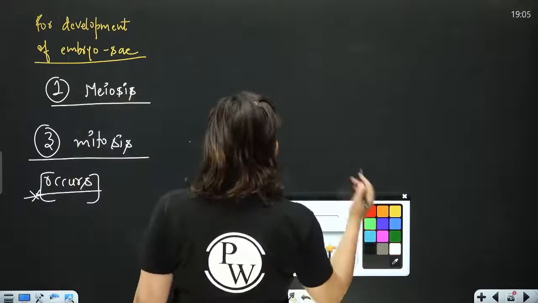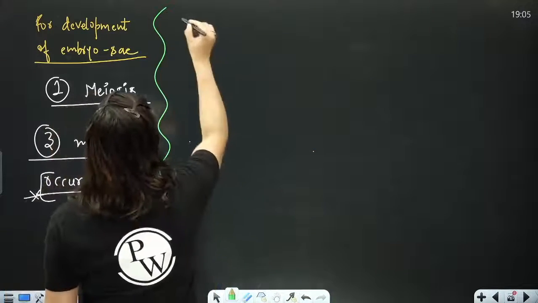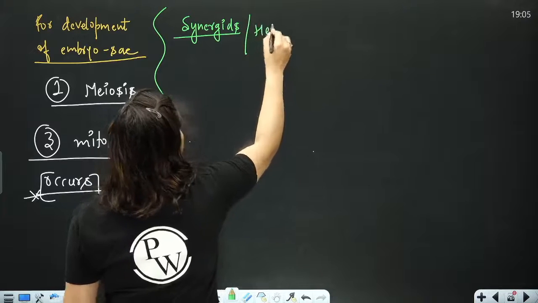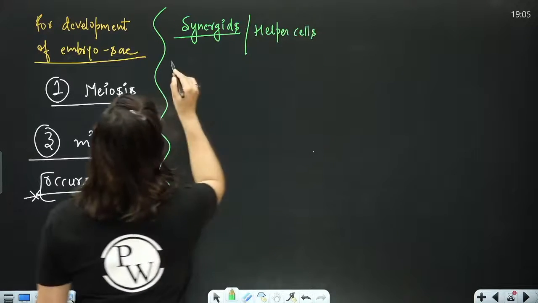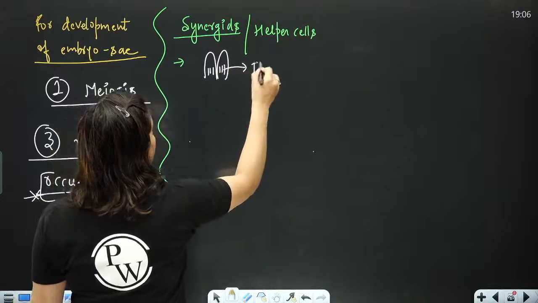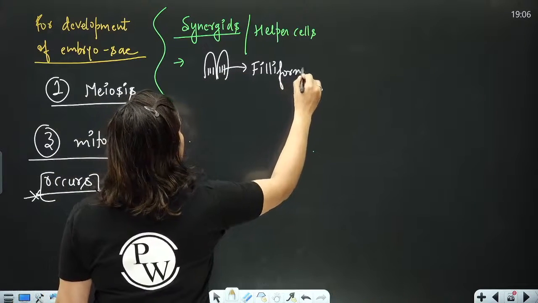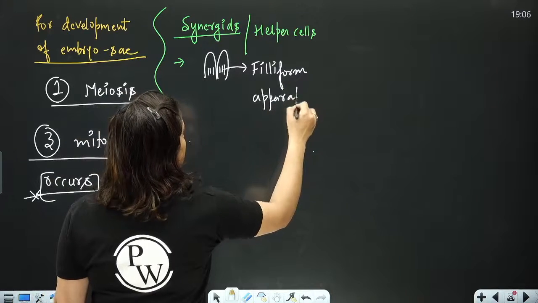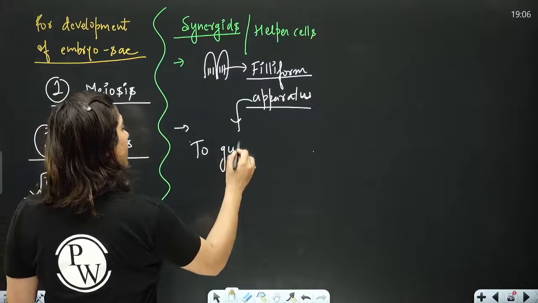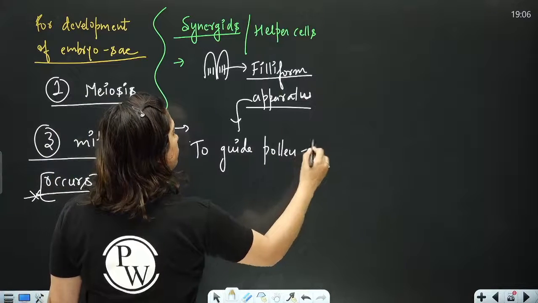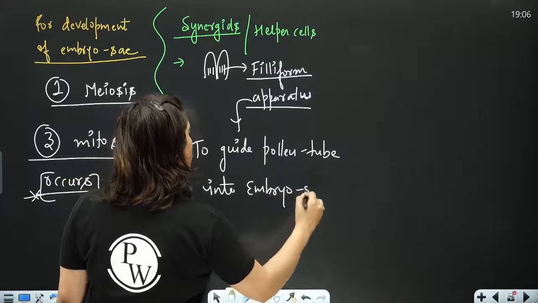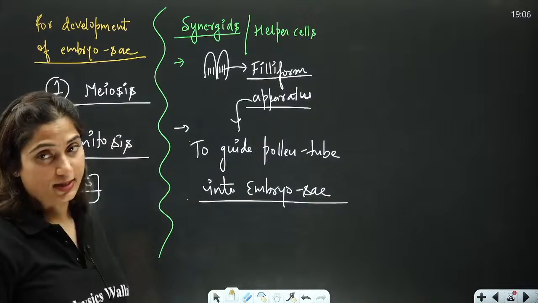Now, what another sort of question comes, that what is the function of synergids in the embryo sac? Synergids are also called helper cells. Why? Because they have a special structure in them, that is called the filiform apparatus. The filiform apparatus is present towards the micropylar end in the synergids. And what is the function of this filiform apparatus? To guide the pollen tube into the embryo sac. The pollen tube has not to go anywhere but to come inside the embryo sac. Okay.